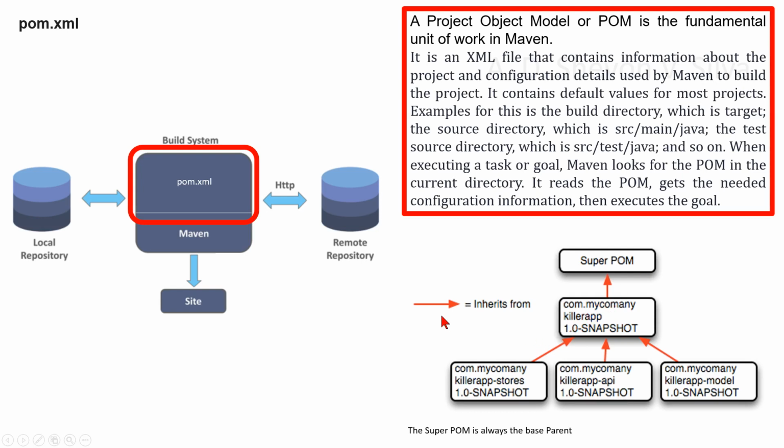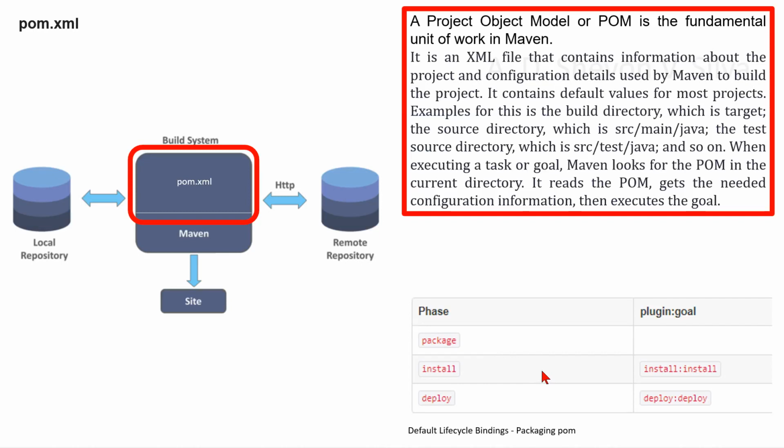Here you can see inherit from. So com.company.killerapp-stores 1.0-SNAPSHOT is inherited from here, and com.mycompany.killerapp-api 1.0-SNAPSHOT and com.mycompany.killerapp-model 1.0-SNAPSHOT are inherited from here. These three inherit from com.mycompany.killerapp 1.0-SNAPSHOT, and this inherits from the super POM here.